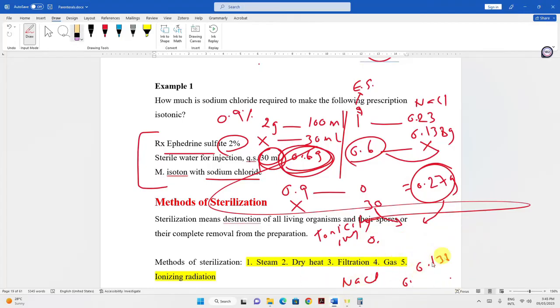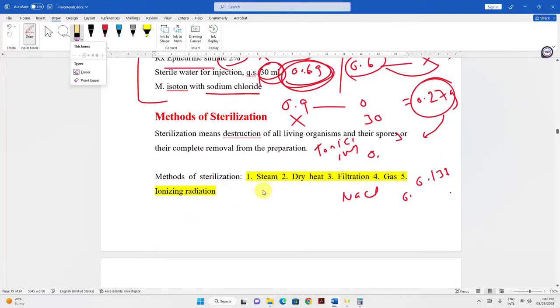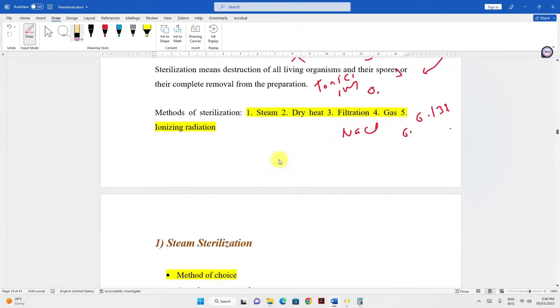Because now we will talk about sterilization. Okay. In sterilization, you need to know that we're gonna discuss 5 methods for sterilization. What are these methods? One, steam sterilization, then dry heat sterilization, filtration, gas sterilization, and the last one, ionizing radiation.